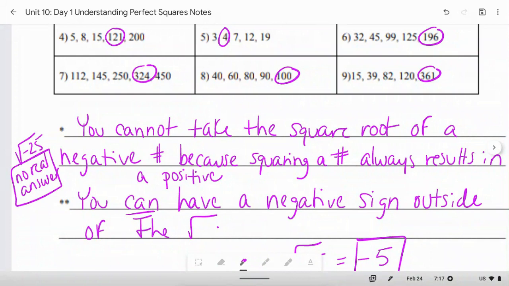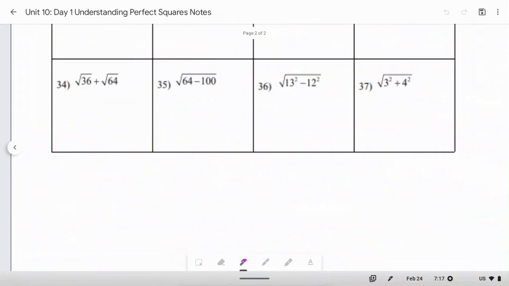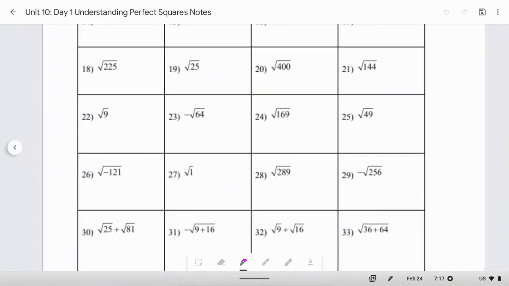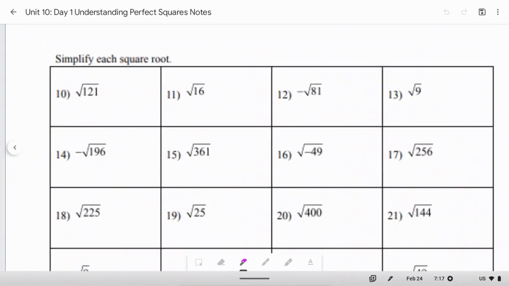Okay, so let's practice some examples on the second page. So we're going to go to the next page and we're going to use our chart to help us. And this is going to make, hopefully, these examples go by pretty quickly. So the square root of 121, that would just equal 11 because we're kind of working backwards. I want to know what times itself equals 121, and it's 11.